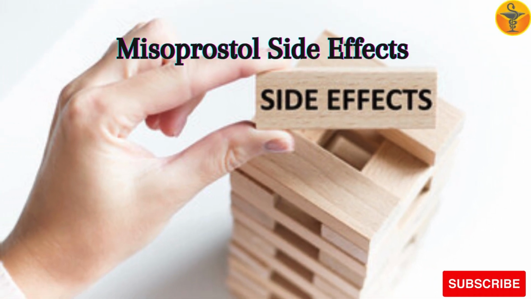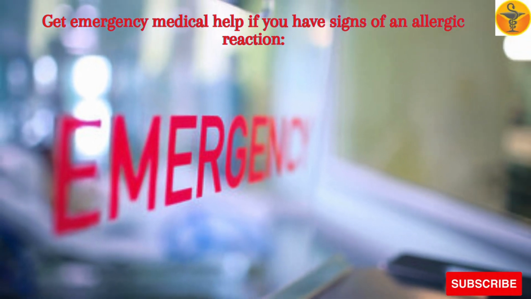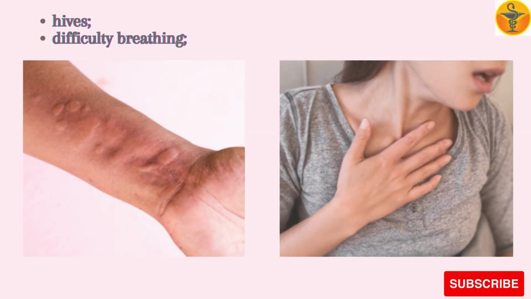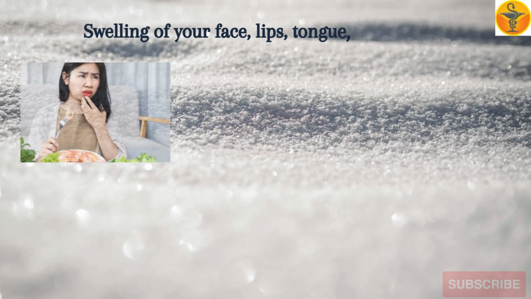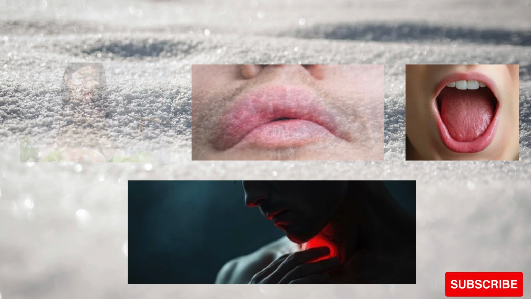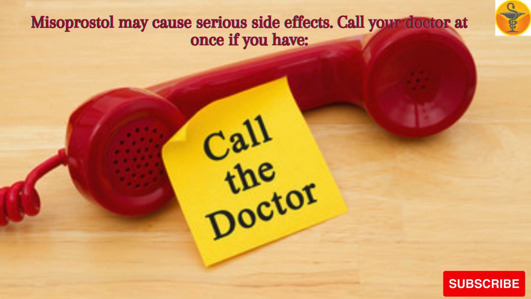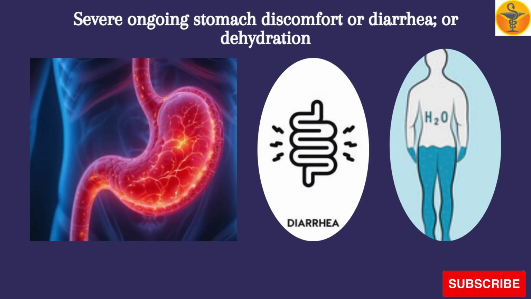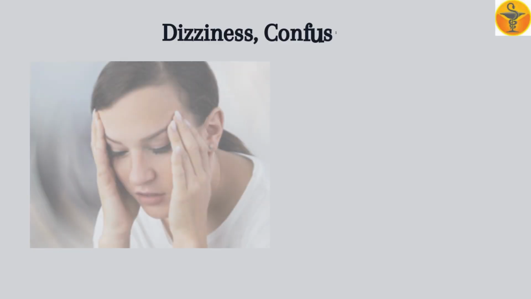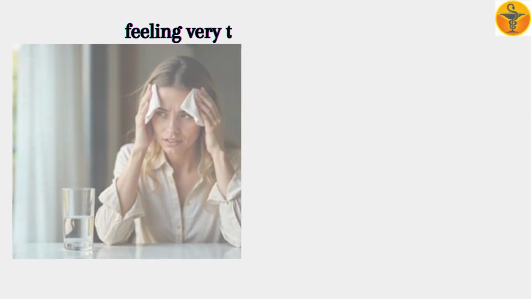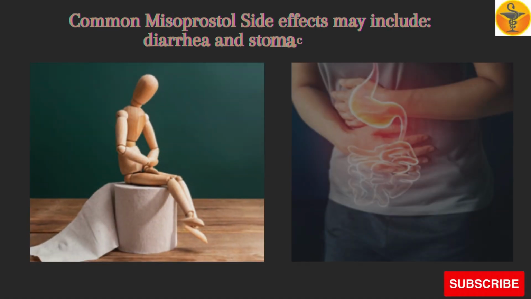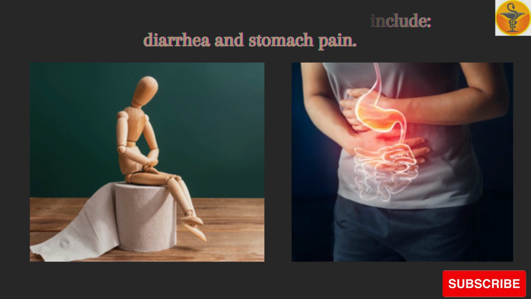Misoprostol side effects. Get emergency medical help if you have signs of an allergic reaction: hives, difficulty breathing, swelling of your face, lips, tongue, or throat. Misoprostol may cause serious side effects. Call your doctor at once if you have severe ongoing stomach discomfort or diarrhea, or dehydration, dizziness, confusion, feeling very thirsty, less urination. Common misoprostol side effects may include diarrhea and stomach pain.